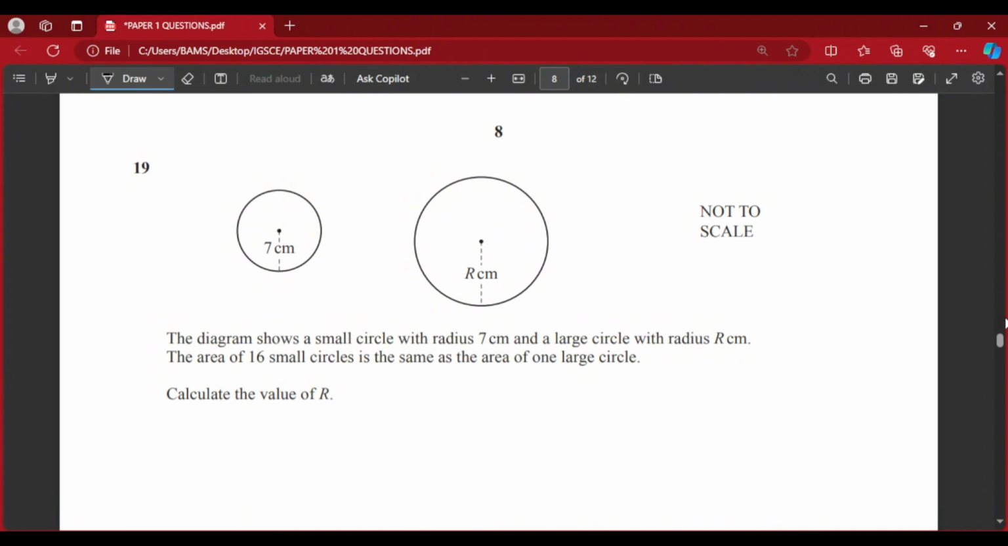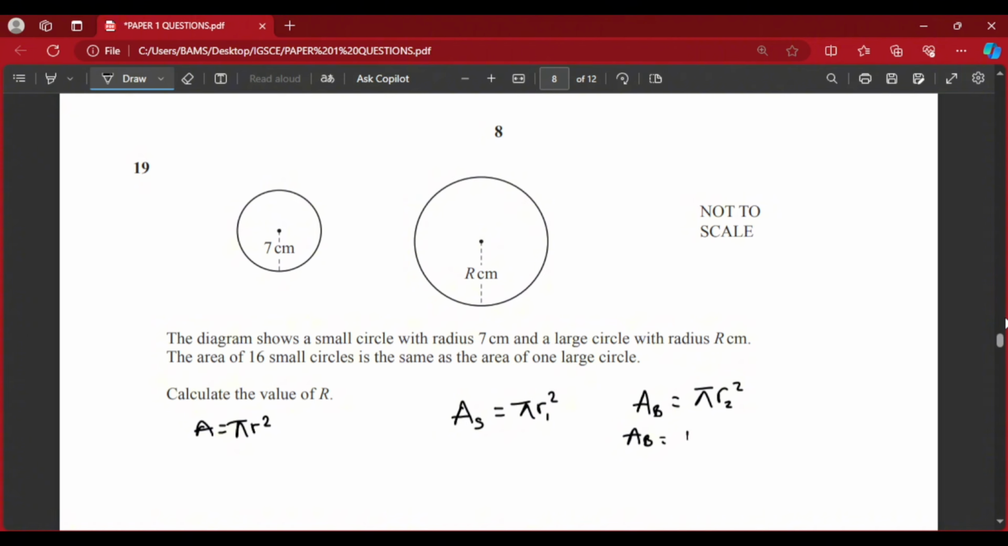So what is the area of a circle? That's what we basically want to consider. So the area of 16 small circles. What is the area of a circle first? The area of a circle is equal to pi r squared. You know that. So let me say area of small, let me just call it AS, is equal to pi r1 squared. Then area of big is equal to what? Pi r2 squared, right?